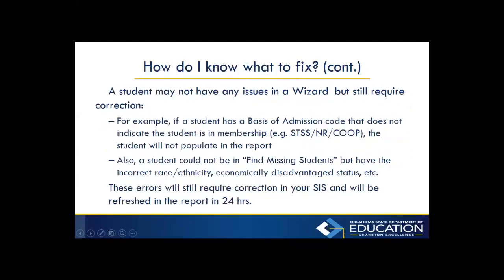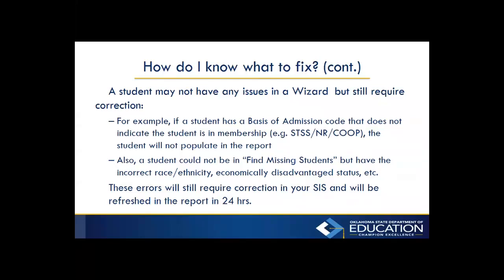Okay, a couple other issues. A student may not have any issues in the wizard, but still require correction. So this can happen. You're going to want to go through all of your information in your demographic overlay report. Even if the wizard shows that there are no required corrections, it's good to do a review of those. A couple examples that we have seen over the past years is if a student has a basis of admission code that does not indicate the student is in membership. For example, if they're co-op or non-resident students, they will not populate in the report.